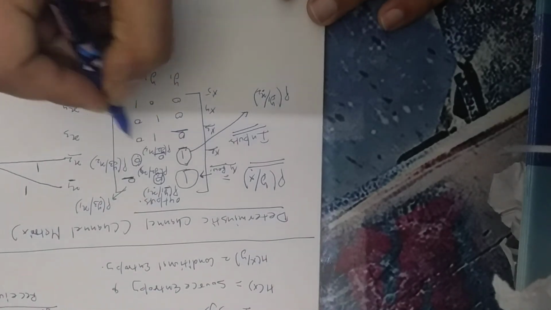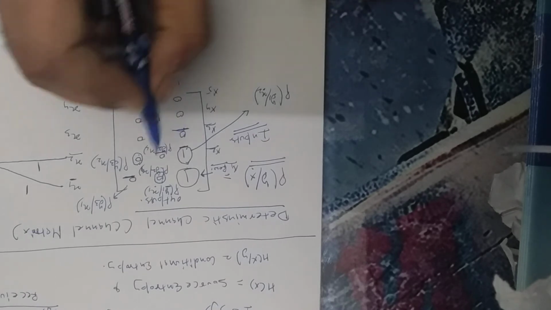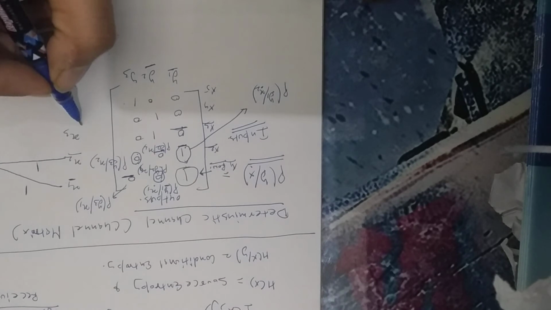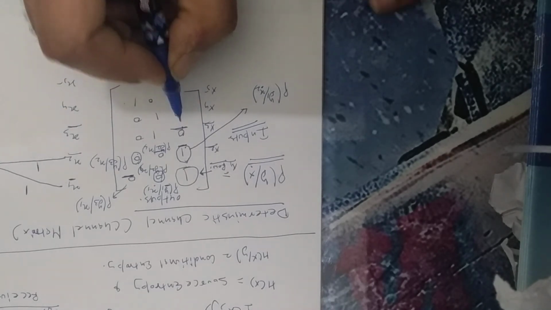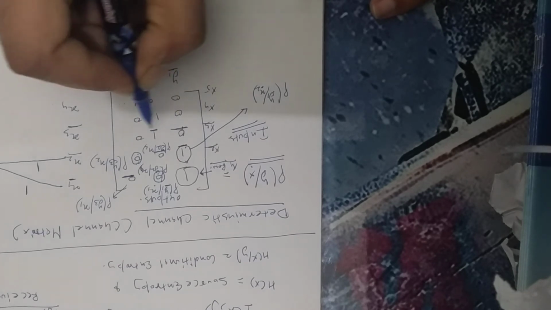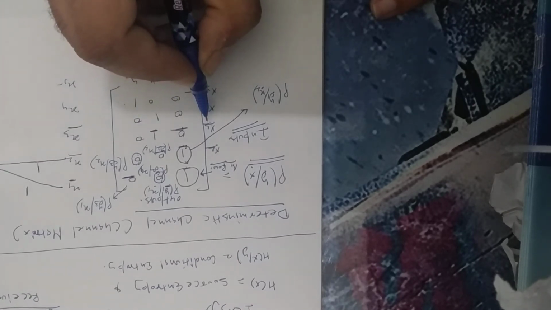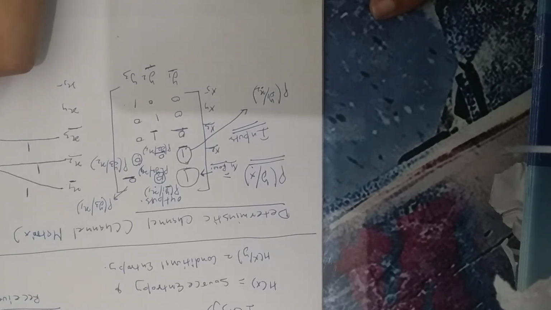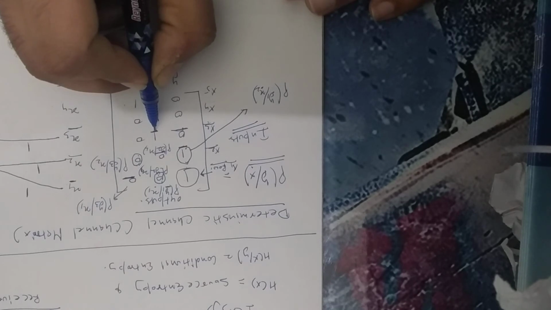Similarly, we will draw the next rows. This one is 0. 0 means the probability of receiving y1 when x3 has been transmitted. x3 has been transmitted, we cannot receive y1 because here it is given 0. The next one represents the probability of receiving y2 when x3 has been transmitted. This is 100%. So we will be receiving y2 whenever x3 is transmitted. This probability is 1. That means 100%.